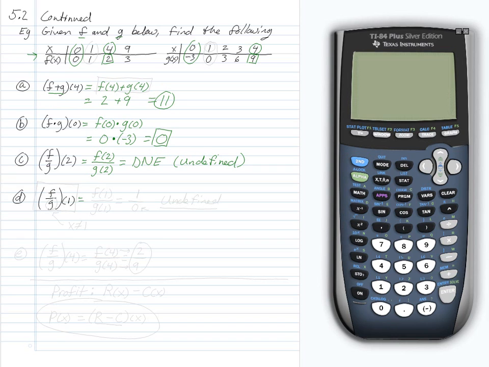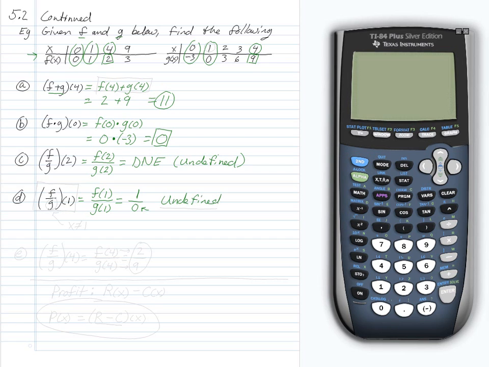Well, we can't plug stuff into this combination function that we can't plug into the component functions. On the other hand, f over g of 1, well, we can figure out what f of 1 is, and we can figure out what g of 1 is. Both of those are defined. Now, f of 1 gives us an output of 1, and g of 1 gives us an output of 0. Well, this is a problem. We're not allowed to have 0 in the denominator, so this is also undefined.